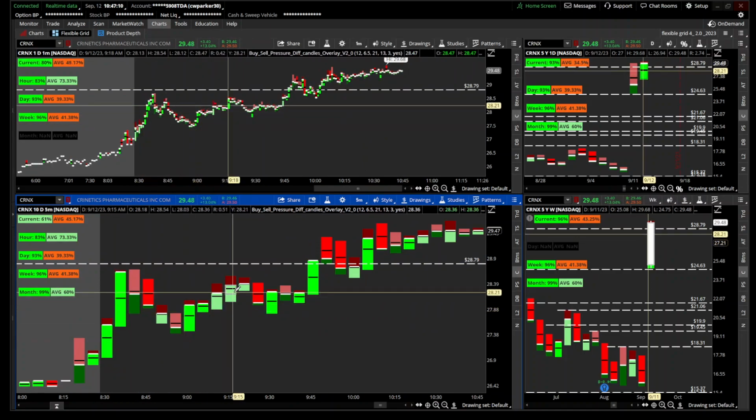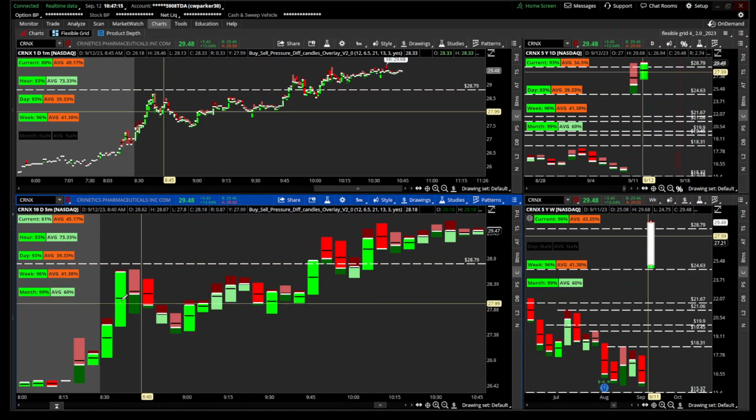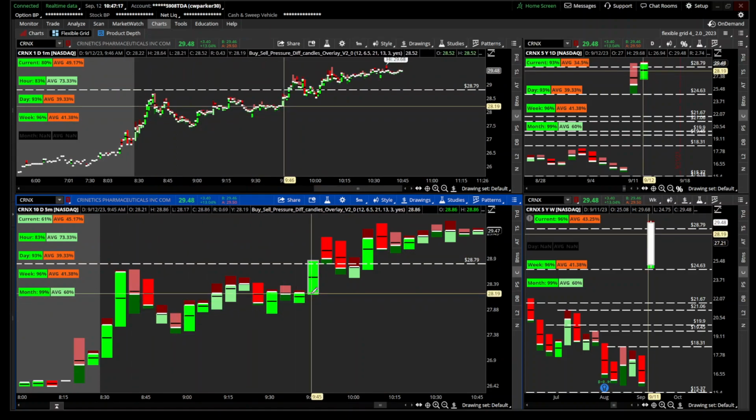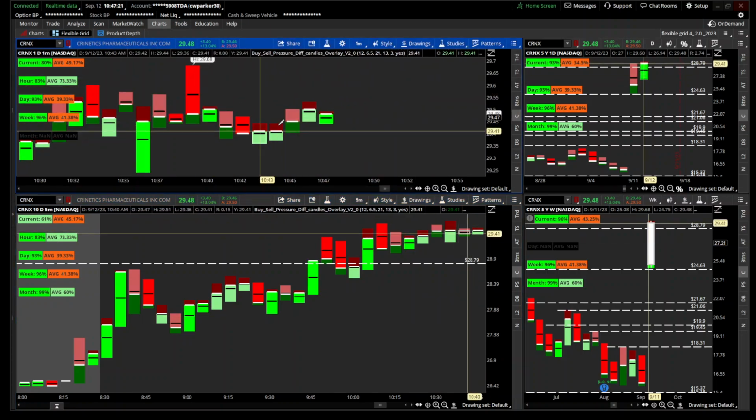But you can see the buying and selling pressure within the candles, and that's why I really like this indicator. I really put a lot more effort into this indicator. And this is, like I said, the 1 minute chart.